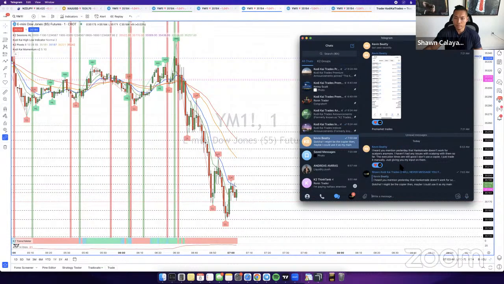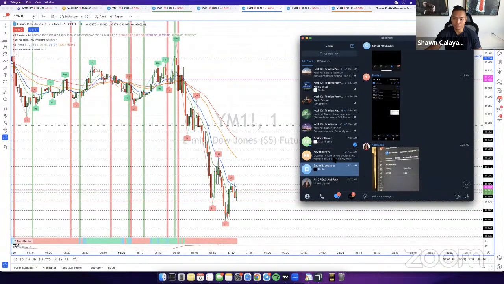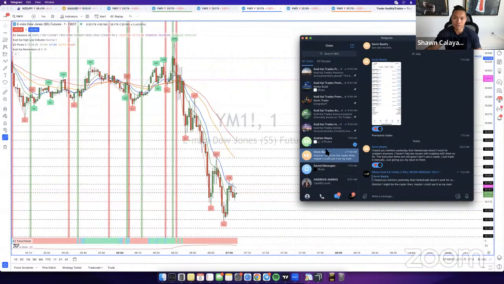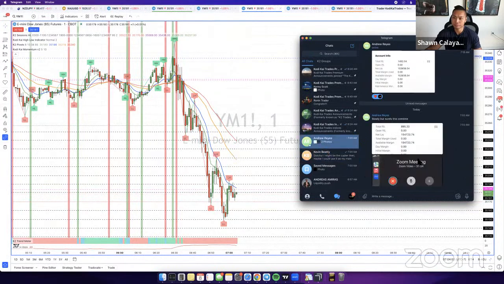Gotcha. Okay, so Kevin over here was talking about Hanko trade. He said that his Hanko works fine. It's just he doesn't use a copier, so he does it manually. So maybe that might be the case. The only problem with me using no copier is that I can't use the quick trade manager on the FTMO. So that's probably going to defeat the purpose of me using it. But thanks for the heads up, Kevin. If that's the case, then maybe it's just my copier executing late.